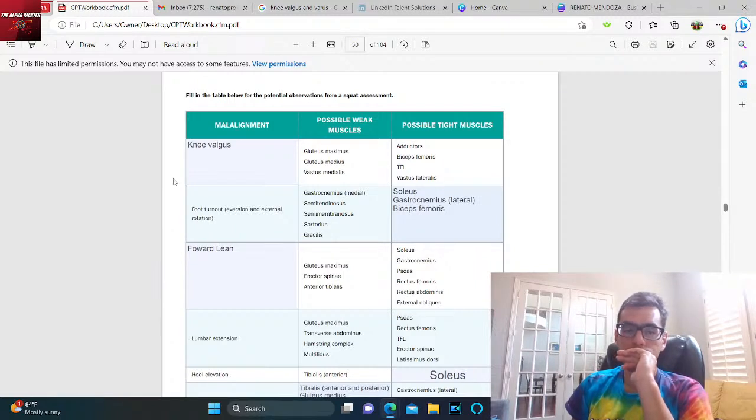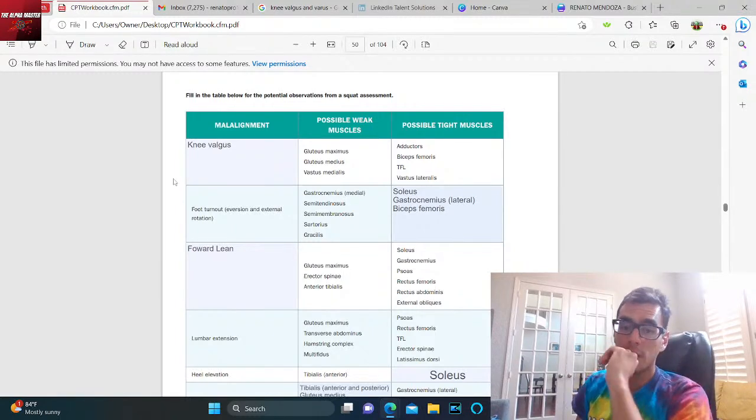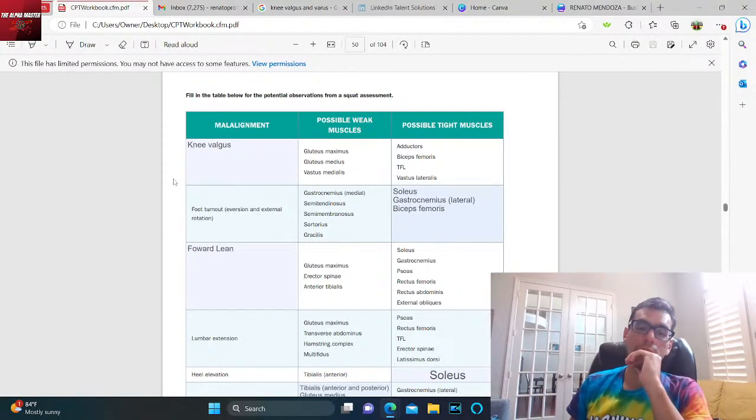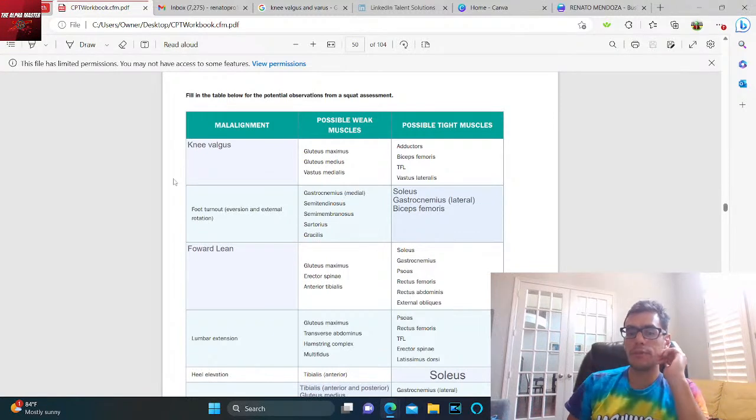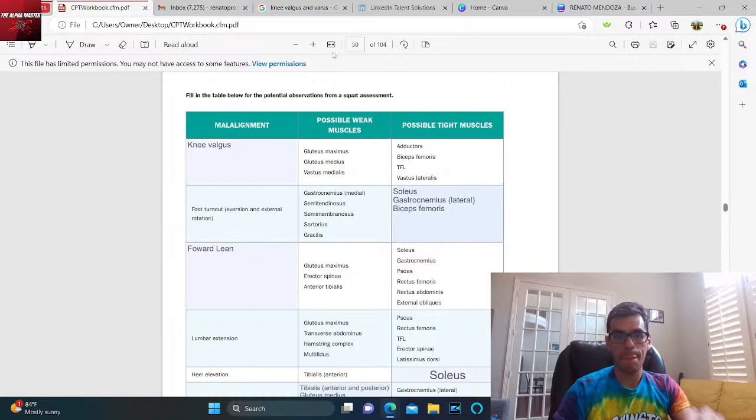For the foot turnout, which is eversion and external rotation, the possible weak muscles are the medial gastrocnemius, the semitendinosus and semimembranosus from the hamstrings, the sartorius, and the gracilis. And the possible tight muscles are the soleus, the gastrocnemius, and the biceps femoris.